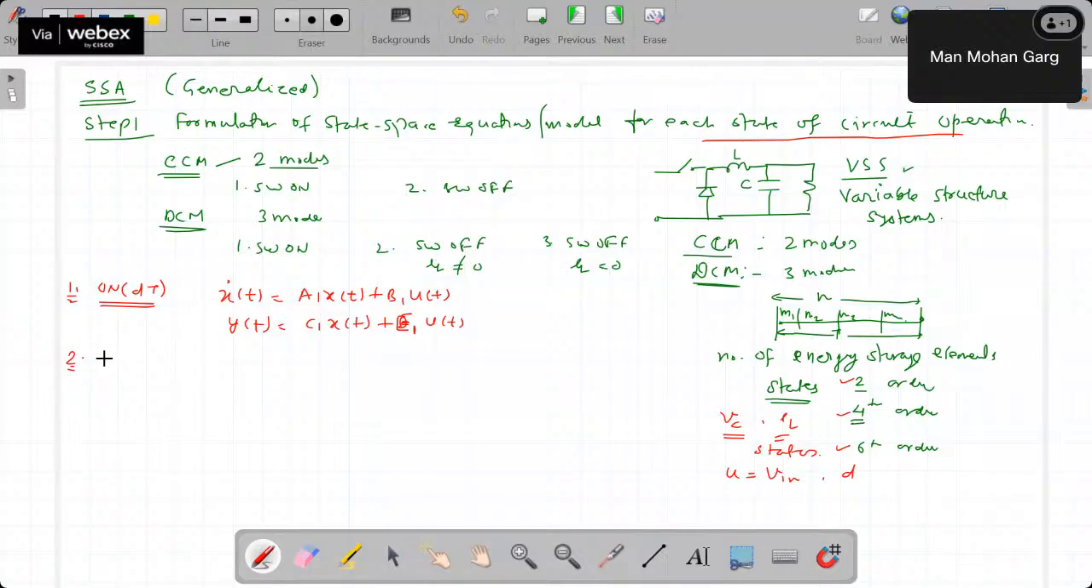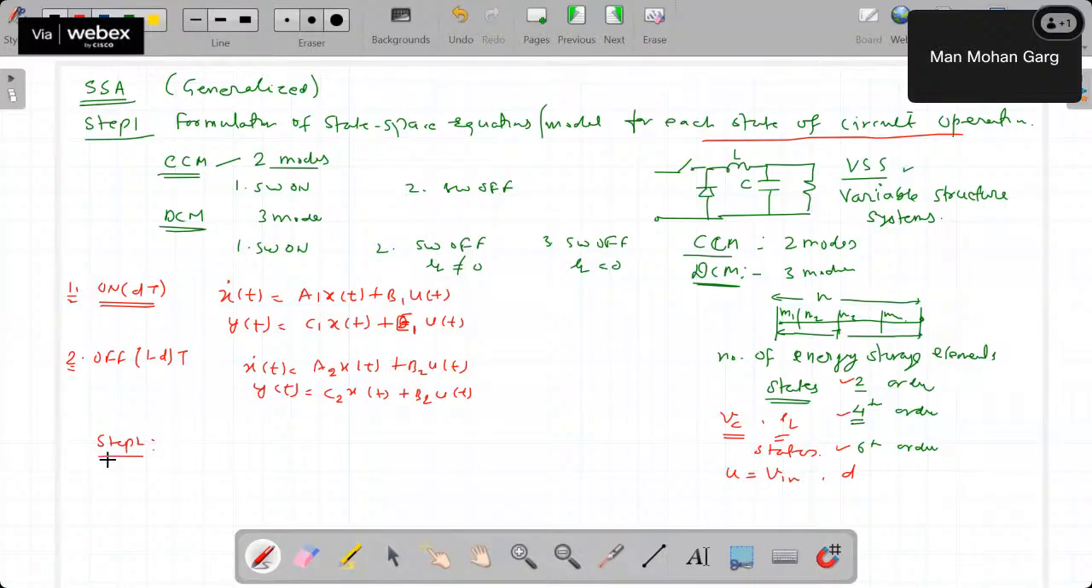Similarly, when the switch is off, or mode 2, for 1 minus D times the T period, I can again write these state specifications. So that is x dot equals A2 x plus B2 u(t), y(t) equals C2 x(t) plus E2 u(t), right? So these equations we have written. Step 1 is complete. Now step 2.